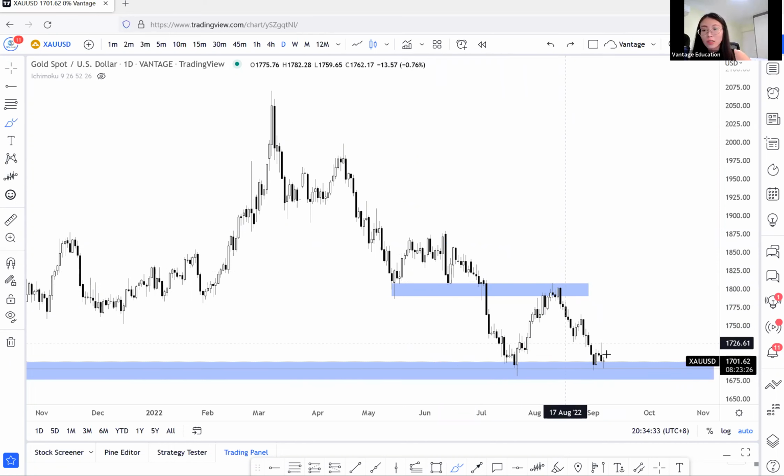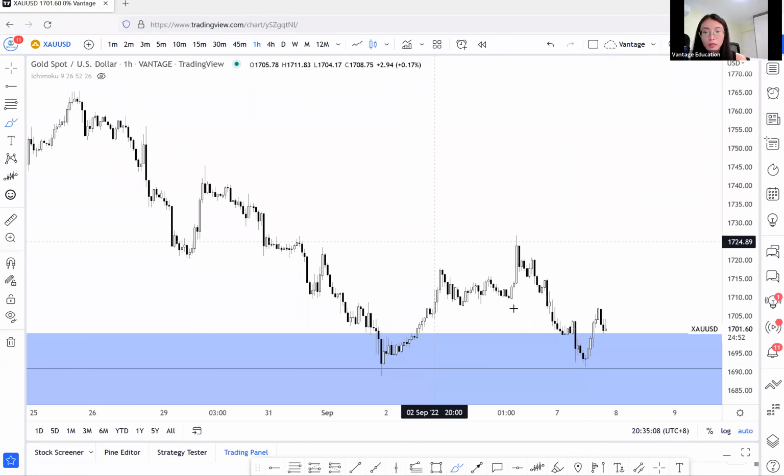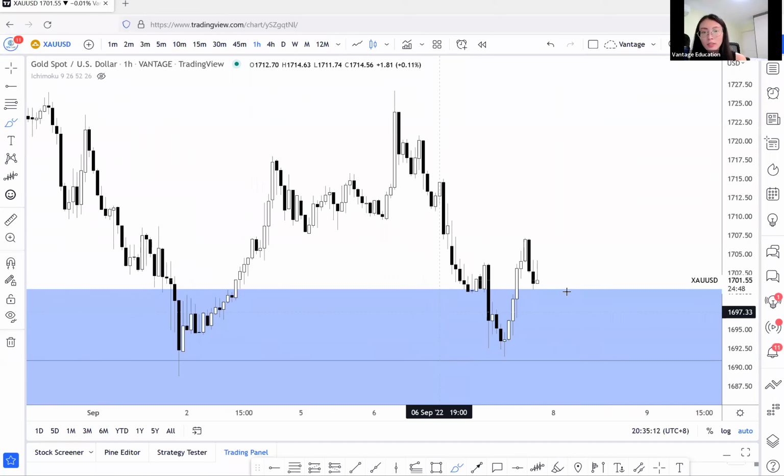So coming into this support region that we have over here, let's zoom down to the 4 hour time frame and see what we have. Or rather, I'll just go to the 1 hour time frame, this is currently what we have. You can see price testing this region itself. On the 1 hour time frame, currently we don't have clear support and resistance areas.